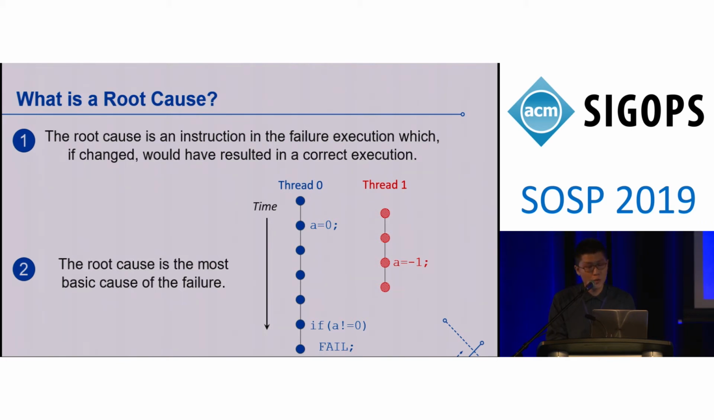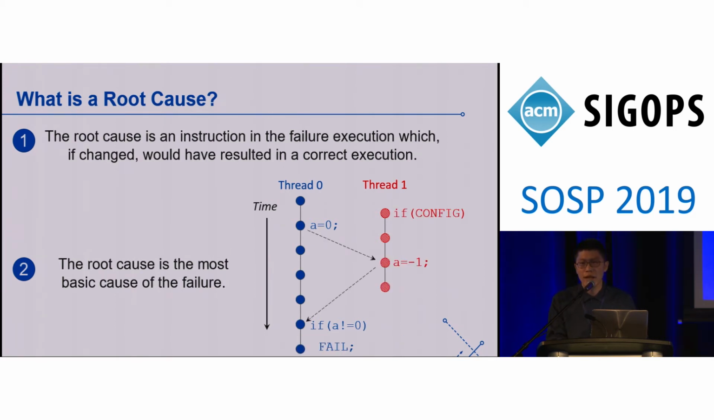In this case, we have two threads executing concurrently. They have a shared variable A. And the blue thread sets A to be 0, and later it expects it to stay at 0. Otherwise, it will fail. Now, if the red thread 1 modifies A between the write and read instruction in the blue thread, it will fail. According to our definition, A equals -1 in thread 1 is the root cause, because we can change the order of the instruction to schedule it after the blue thread reads it and avoid the failure.